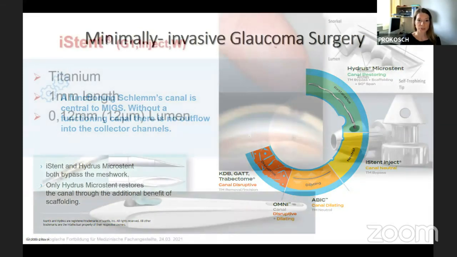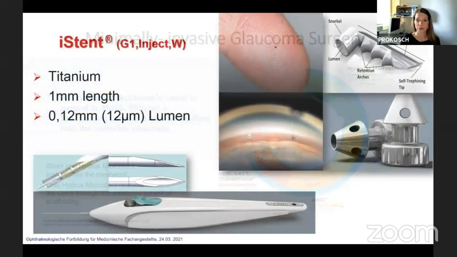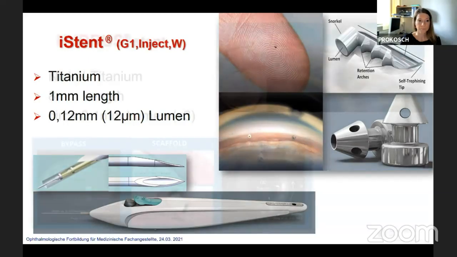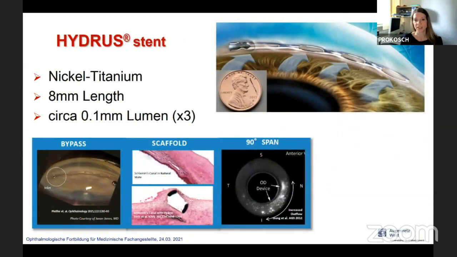So the iStent, I'm just going to show you some pictures, is the smallest implant we have on the market. And it was launched as the iStent, which you can see on the upper right. And then it's been modified to the iStent inject, because it seemed more likely that the pressure would be lowered better if there would be two sites where the stent could be placed. As Schlemm's canal is not like a tube, it's got little folds and little walls and everything in it. So it's more likely to reduce the pressure if you put more than one. So the iStent inject, and nowadays the iStent W. The Hydrus microstent is the largest of all the implants, you could argue.